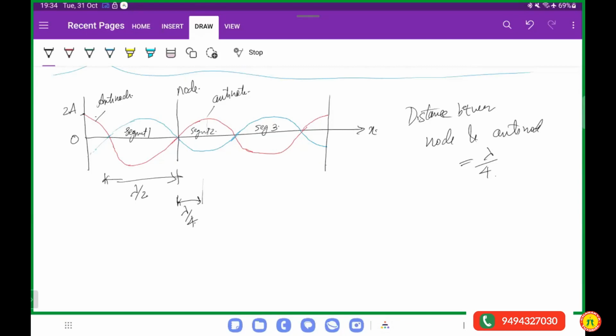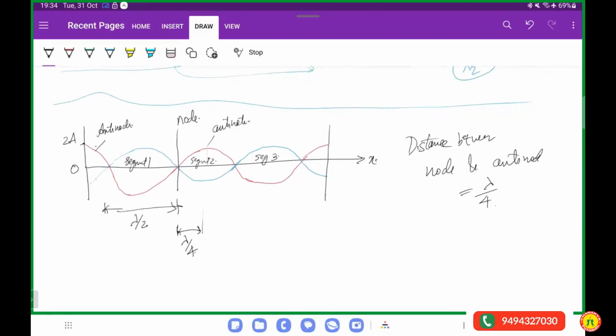Come on, finish it. Draw it slowly, properly. Then we can see here.